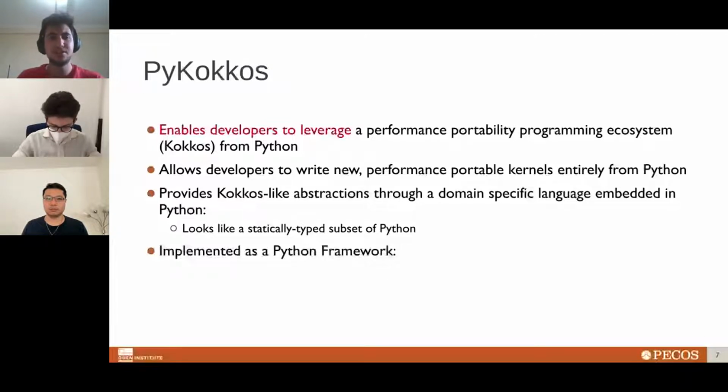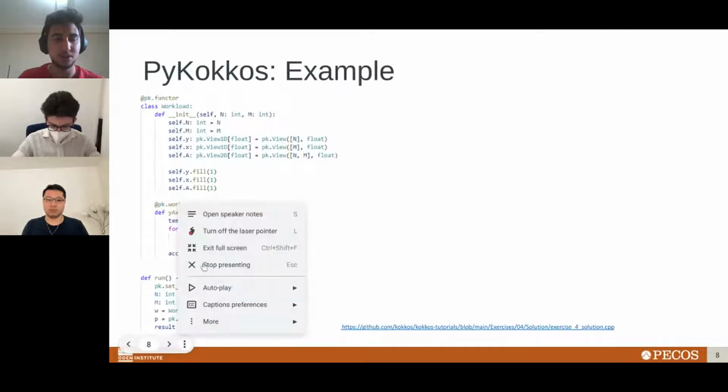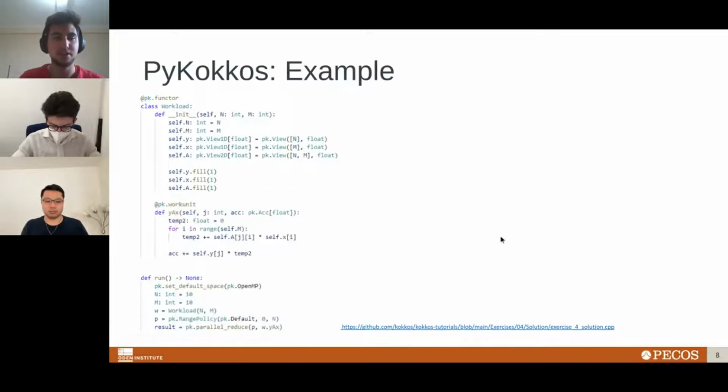So this is an example of a matrix-weighted inner product kernel written in PyCocos. I'm not going to go over this in too much detail right now. I'll save that for the demo. But for now, I want you to notice these decorators. So up here, pk.functor, pk.workunit, as well as all of these static types that we have in this class and the method. And I'll talk about why we need these in the next few slides.